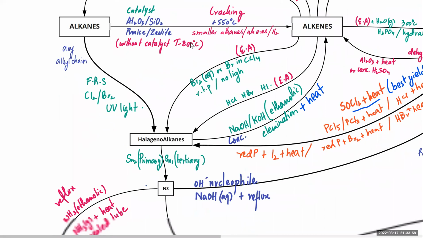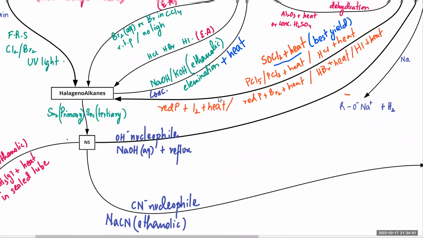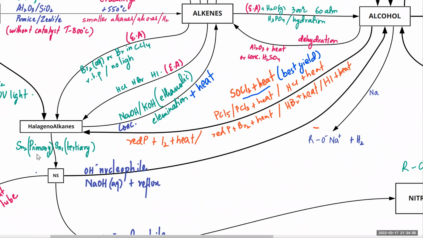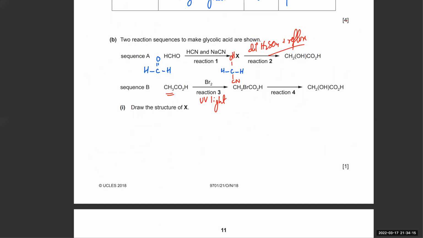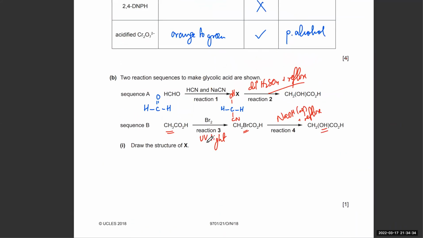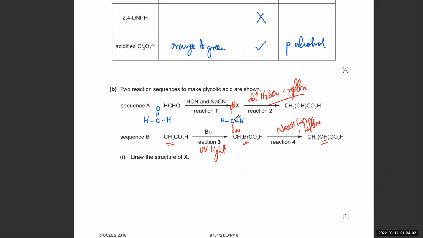How does a halogenoalkane turn into an alcohol? The halogenoalkane undergoes nucleophilic substitution with OH. The Br, or whatever the halogen is, is going to get substituted by the OH, and it will turn into an alcohol. So here the Br is replaced by an OH. So this one is definitely NaOH aqueous plus reflux. And draw the structure of X, but we already drew X earlier. So we've kind of answered the whole question now.